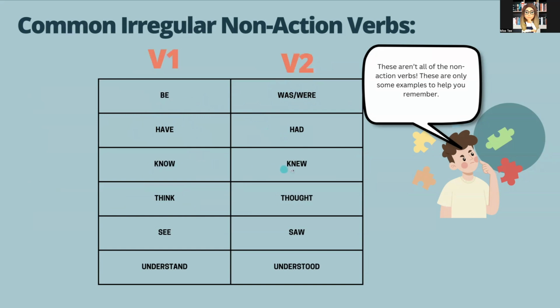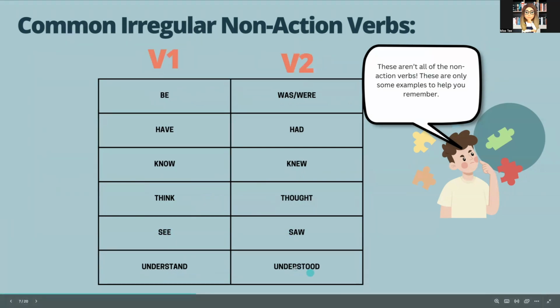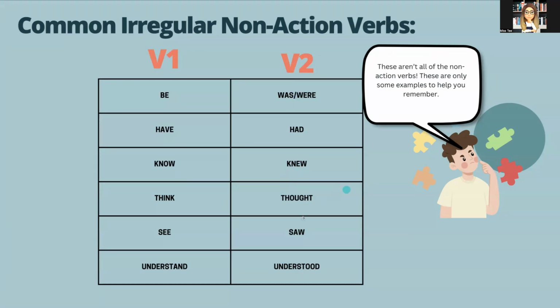Know changes to knew. Think changes to thought, with the O-U-G-H-T. That one's a little bit difficult. See, to see something with your eyes, changes to saw. Understand changes to understood. So we can see here, when they go into the V2 form, they all look completely different in how we spell them over here. That's why they need to be memorized. These are the most common ones. So you should write down this table and put it on your wall, or you can screenshot it and print it out and tape it to your wall to help you remember.